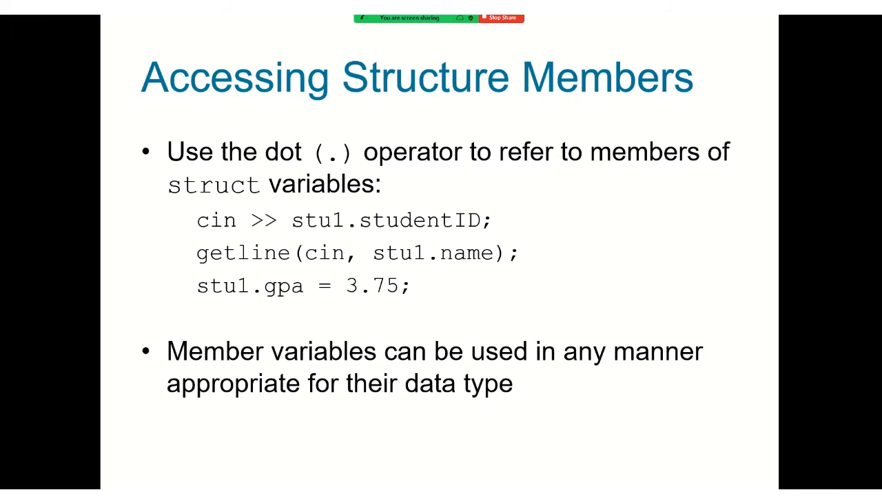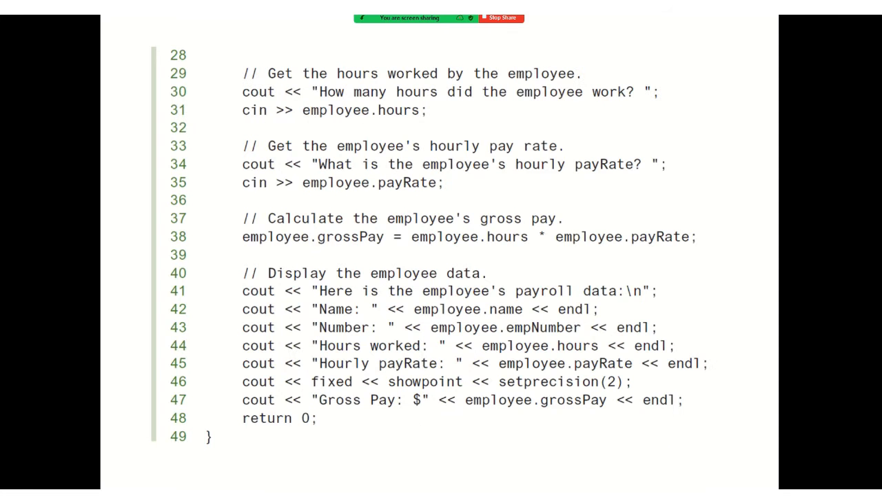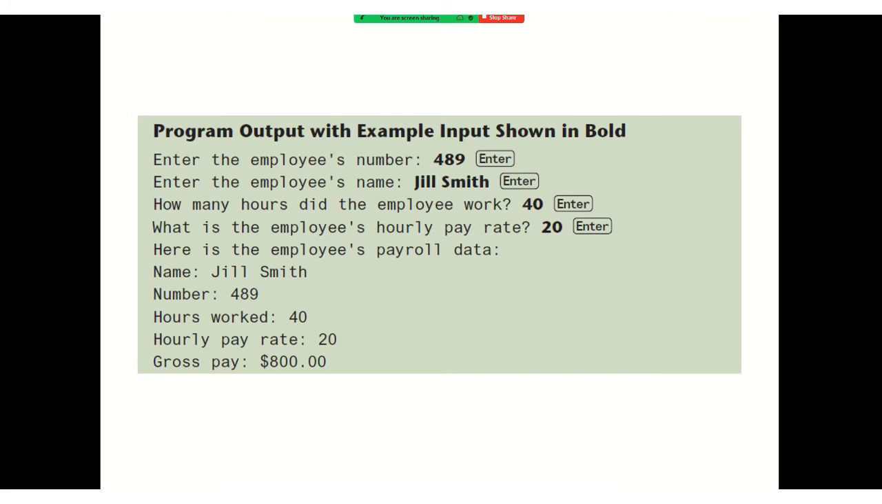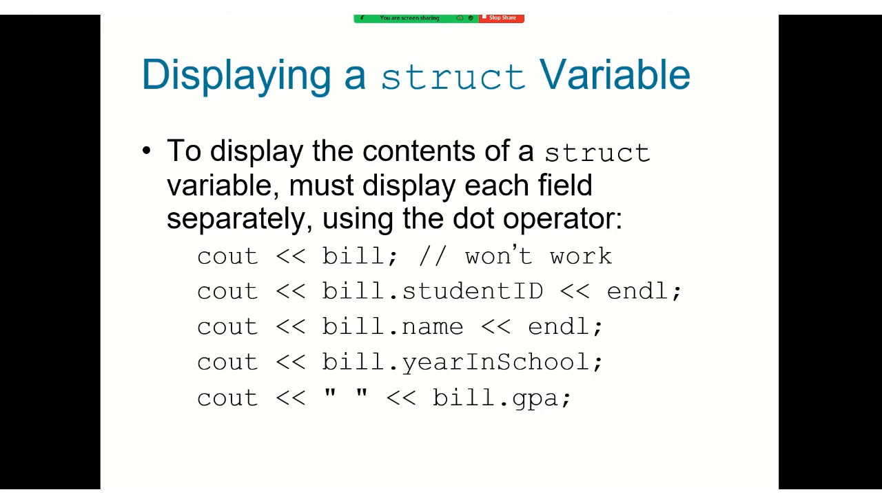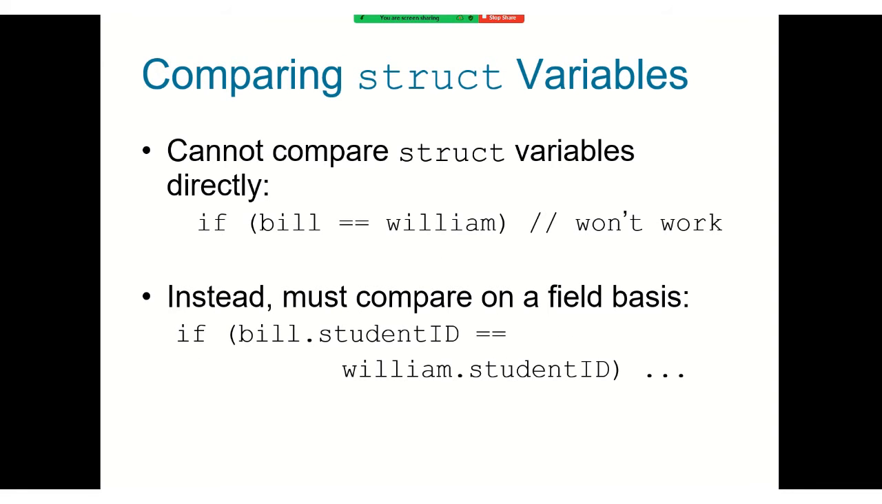So I'm not going through this in detail. We already have this payroll exercise. Of course, we have done this. You are displaying the struct variable. We have seen how we display the struct variable. Now, you cannot compare the struct variables directly.